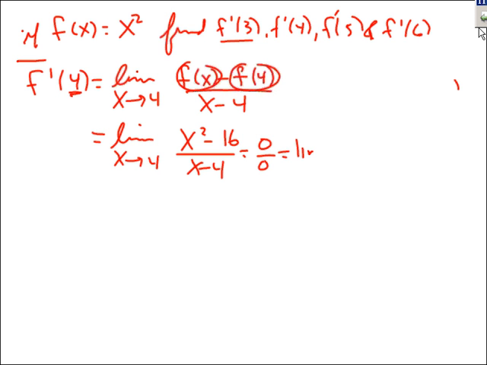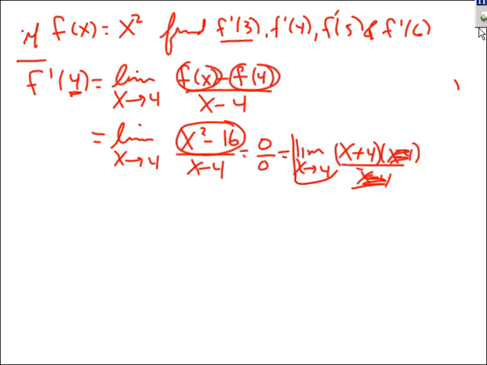So now we're back to the limit as x goes to 4. You factor the numerator. You get x plus 4 times x minus 4 over x minus 4. This cancels out. So you have this limit. You plug in 4 for x. 4 plus 4 is 8. Okay, so now we have f prime of 4.